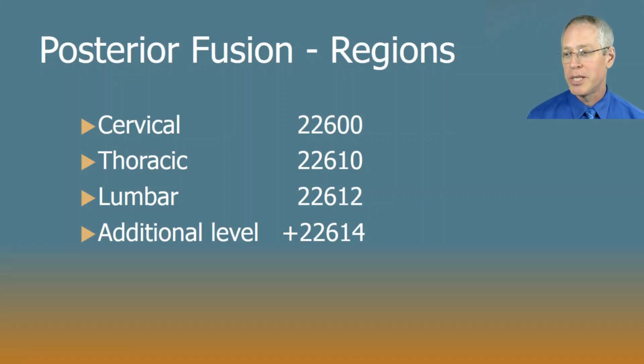Posterior fusions by regions, fairly straightforward: cervical, thoracic, and lumbar, each additional level. Okay, and since it is at an interspace, we don't have to worry about that whole laminectomy, trying to figure out what's a segment and what's not. It's always an interspace.